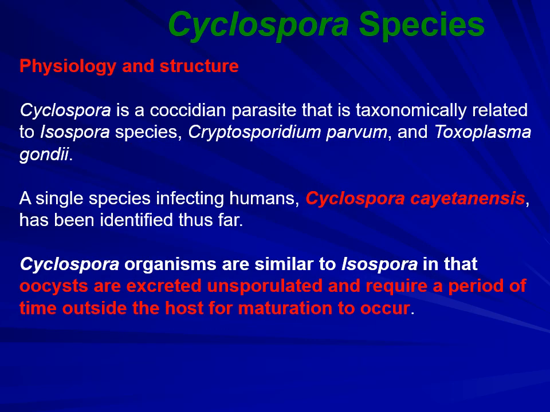The third microorganism we are going to discuss under intestinal sporozoa is Cyclospora. Cyclospora is a coccidian parasite that is taxonomically related to Isospora, Cryptosporidium, and Toxoplasma. A single species infecting humans has been identified so far, and it is Cyclospora cayetanensis. Cyclospora organisms are similar to Isospora in that oocysts are excreted unsporulated and require a period of time outside the host for maturation to occur.